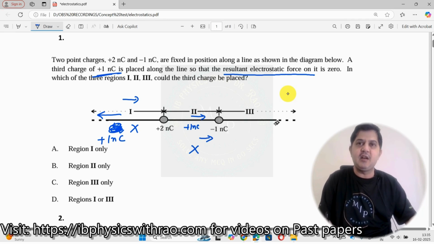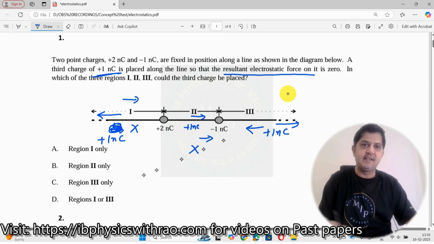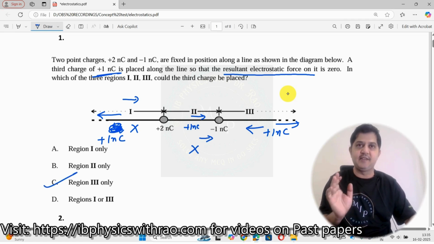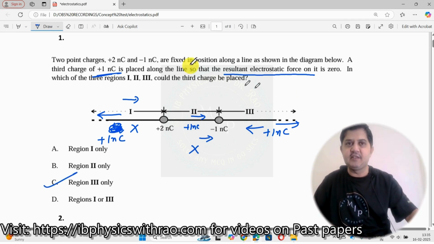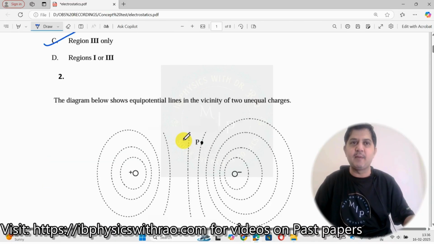If I put the 1 nanocoulomb charge over here, then what will happen? This minus 1 nanocoulomb will pull it like this. This 2 nanocoulomb will try to push it like this. There is a possibility that the force due to the plus 2 nanocoulomb will be equal to the minus 1 nanocoulomb attractive force, and hence these two can cancel each other at some point, and hence region 3 would be the right answer. Okay, next, do the second problem.